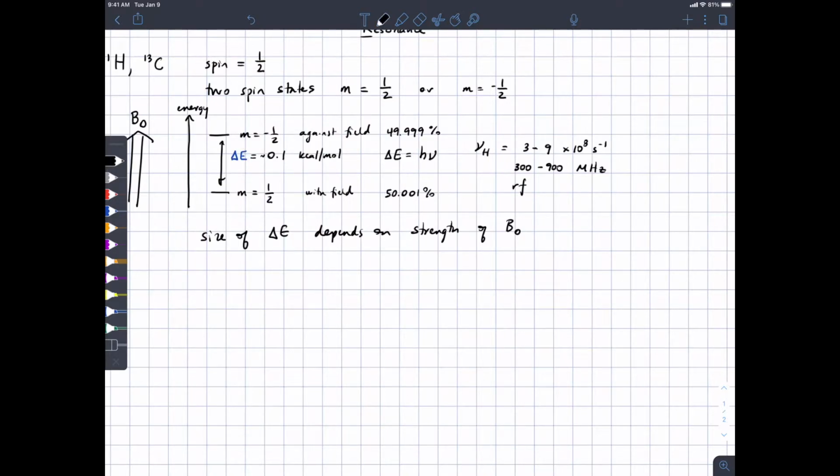By the way, going from the lower spin state to the higher spin state, that transition is called resonance. That's the resonance part of NMR, though it's not resonance in the sense that we learned about resonance structures, so a different use of the word. When the magnetic field strength is about 14.1 Tesla, you get frequencies in the range of 600 megahertz.